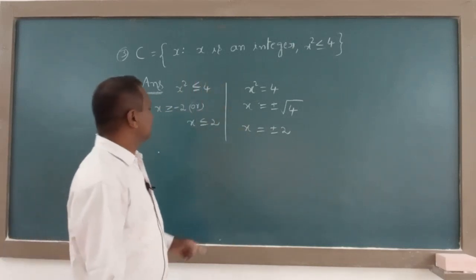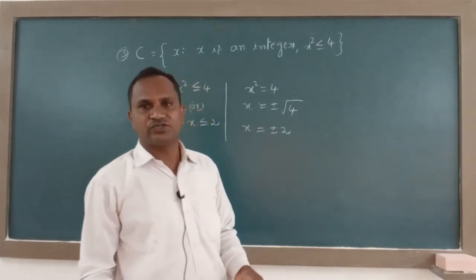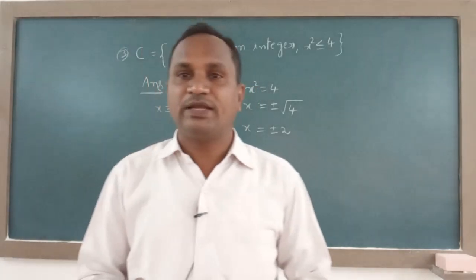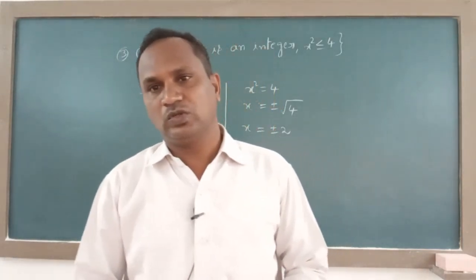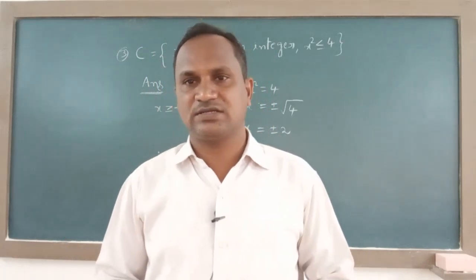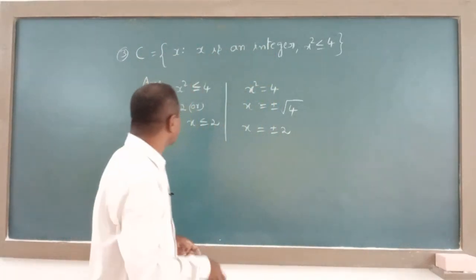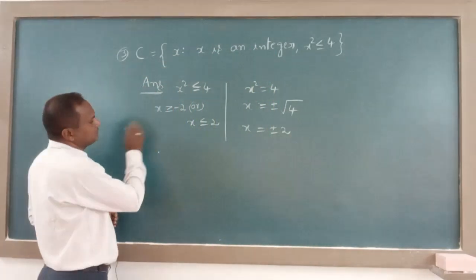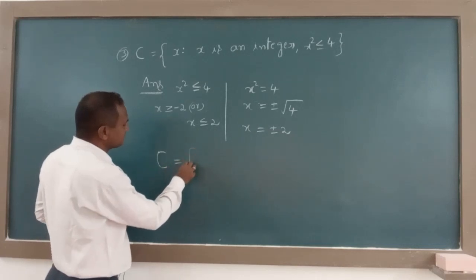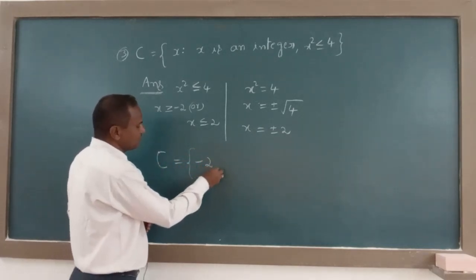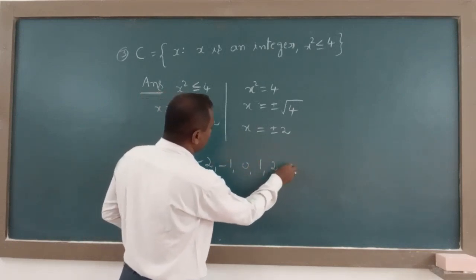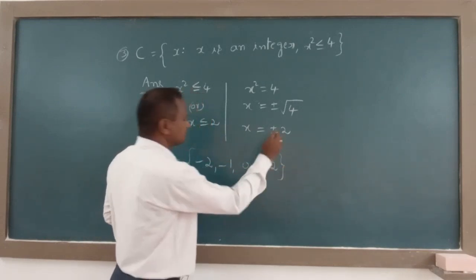The x value is greater than or equal to minus 2. The value should be minus 2 or more than minus 2, or the value should be less than 2 or equal to 2. Those elements we are now going to list out in these flower brackets. Then C is equal to, based on this concept, we can write the elements of the set C like this: minus 2, minus 1, 0, 1, 2. That's all.